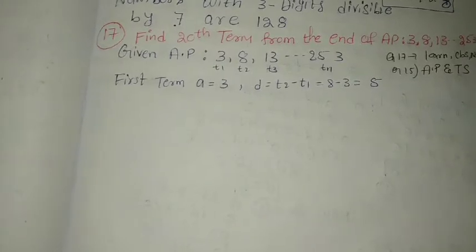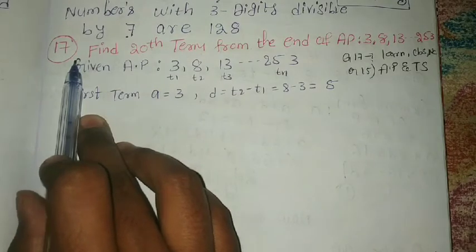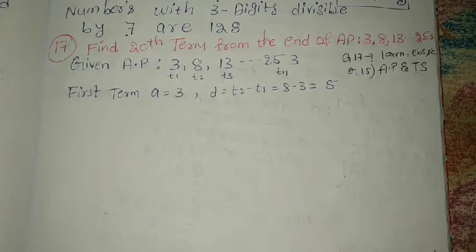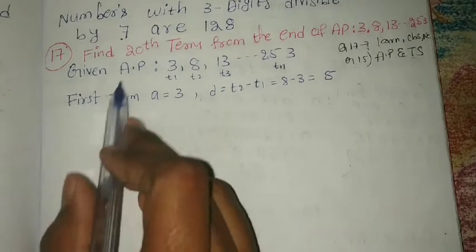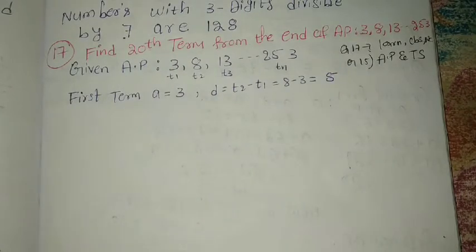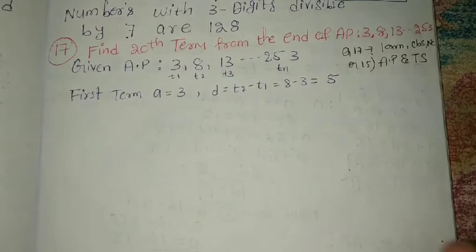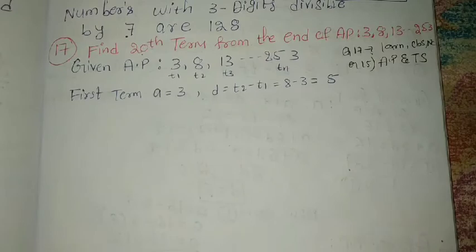See the next, 17th question. The 17th question in exercise 5.2 is only for Karnataka, CBSE, NCERT students, but for Andhra Pradesh and Telangana state students, question number 15 is on arithmetic progression. Okay. What is given? Find the 20th term from the end of the arithmetic progression 3, 8, 13, and so on up to 253. What we need to find is the 20th term from the end, that is T20.